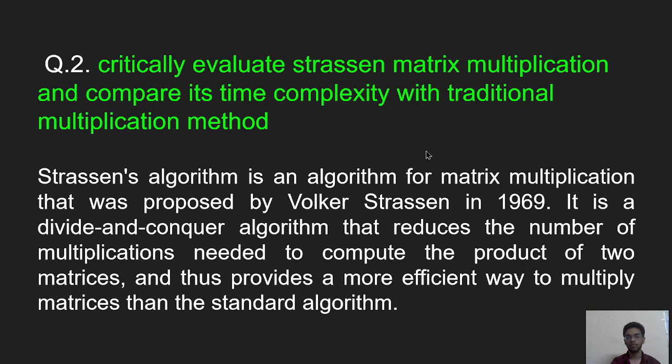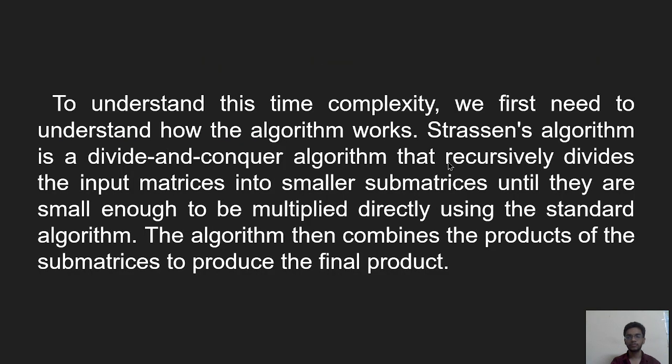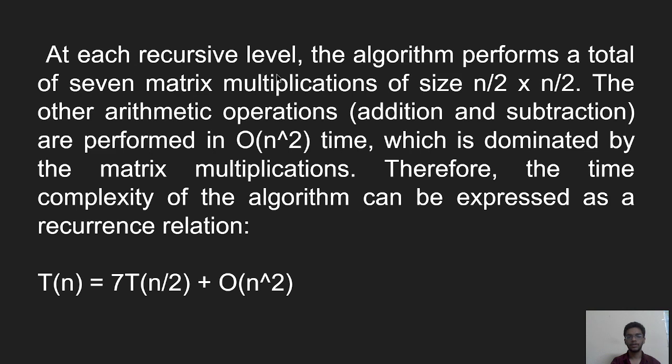Strassen derived a formula for multiplying matrices that recursively divides them, and we can use the standard algorithm that combines the product submatrices to produce the final output, which means that Strassen divides and then multiplies the small matrices and then combines the submatrices to give the final product. Now at each recursive level, the algorithm performs a total of 7 matrix multiplications of size n by 2 cross n by 2. The arithmetic operations performed are O(n square) time.